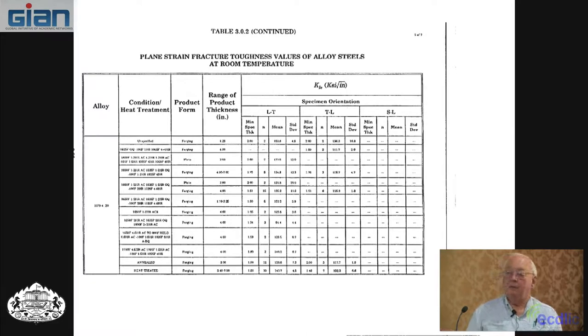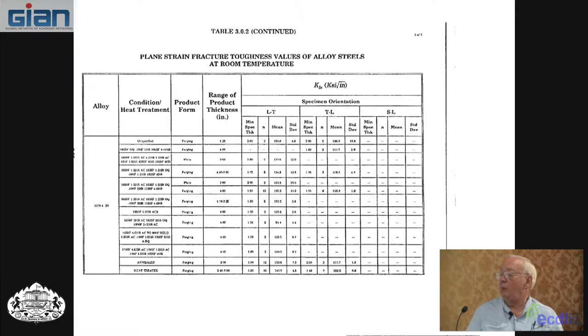K1C data. It has data from all different fracture mechanics types of testing, but K1C is one of them. So here are some K1C values, and it has on there the alloy, heat treat condition, product form, whether it's a forging or a plate, and other things. Now, I told you that in the K1C test, you're supposed to say what direction the specimen came from, because it is important. If you just look at this top one, here is LT versus TL.